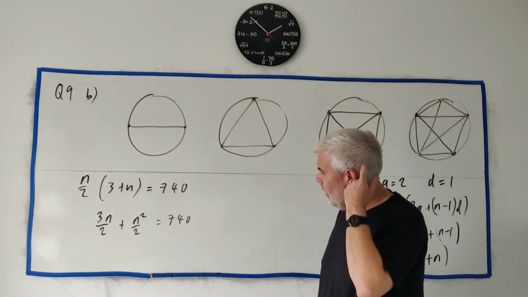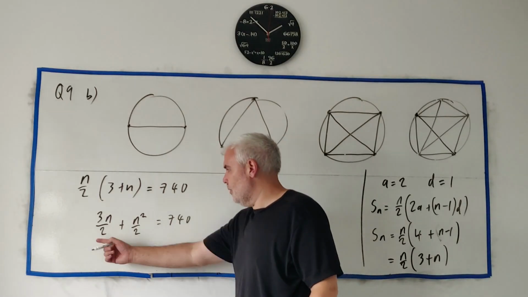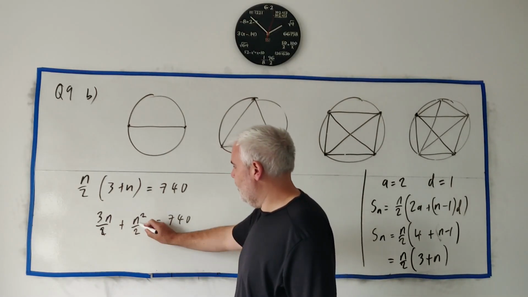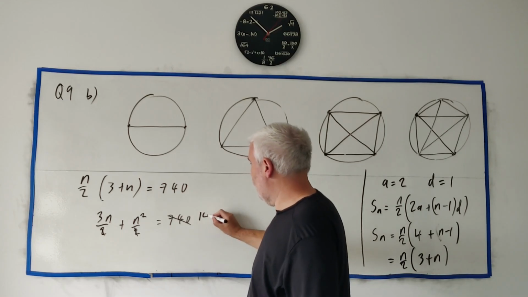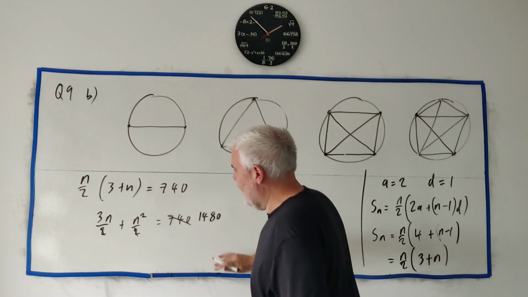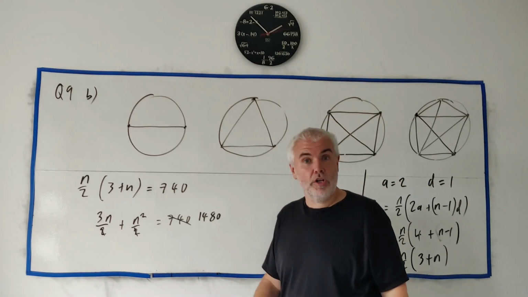That probably is a better way to do it. I'll do that now. I'll multiply everybody by 2. Multiply this by 2, it'll disappear. Multiply that by 2, it'll disappear. Multiply this by 2, we'll get 1480. At this point, hopefully you're starting to see this is a quadratic equation.